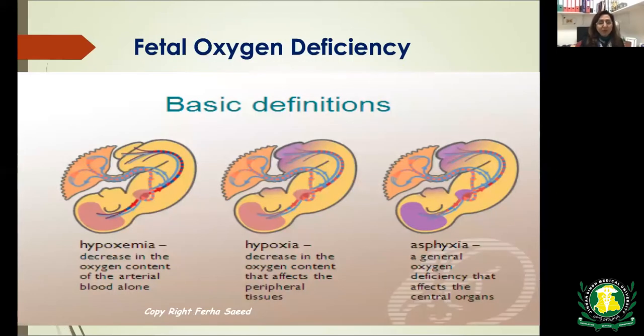A little bit of definition. Hypoxemia means a decrease in the oxygen content of the arterial blood. Hypoxia is the decrease in oxygen content within the tissue. And when this tissue deficiency of oxygen affects the central organ, that's called asphyxia. You must have heard the term intrapartum asphyxia. That means tissue hypoxia leading to organ damage.